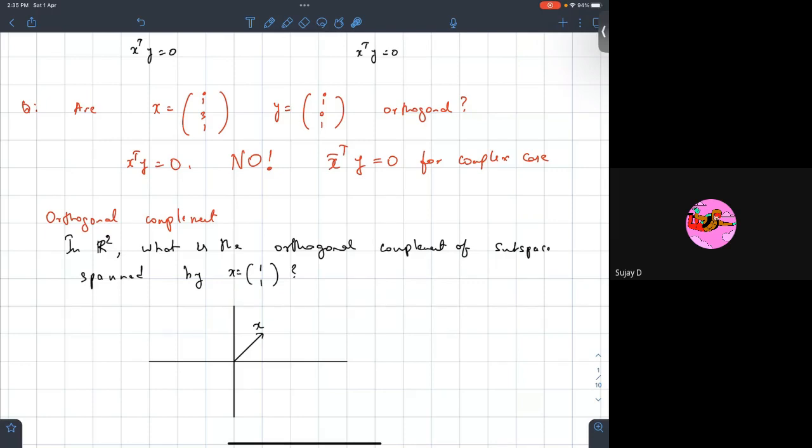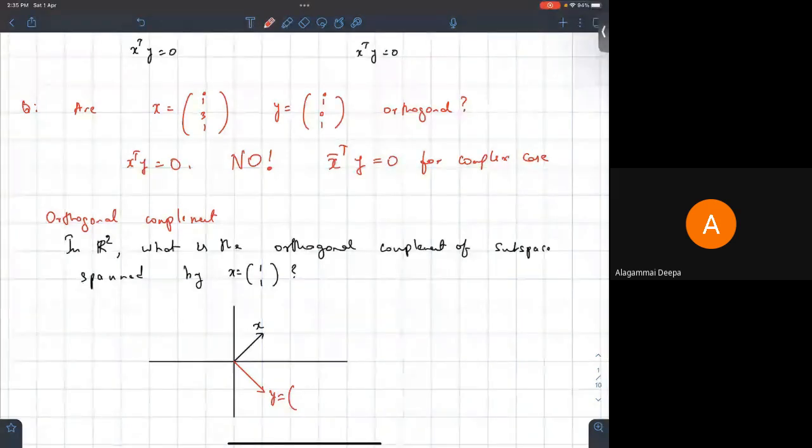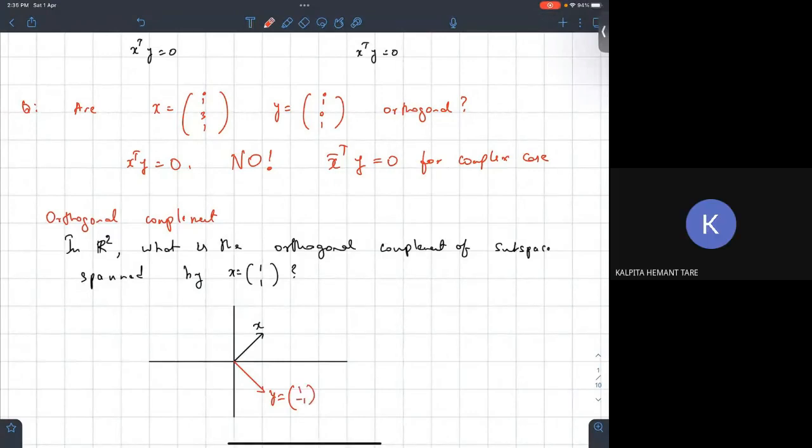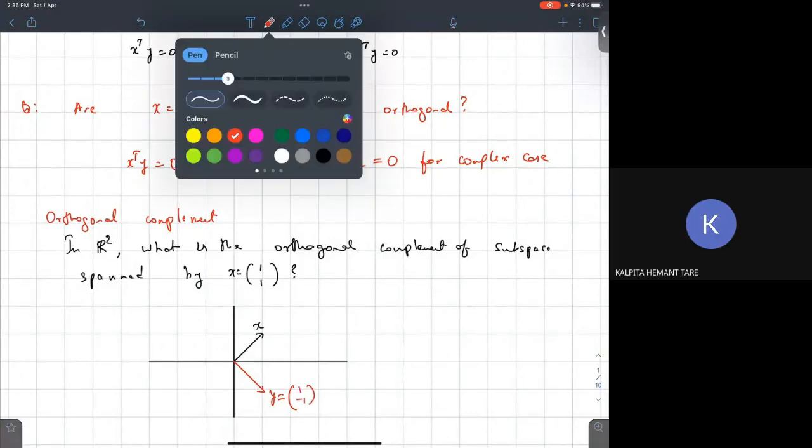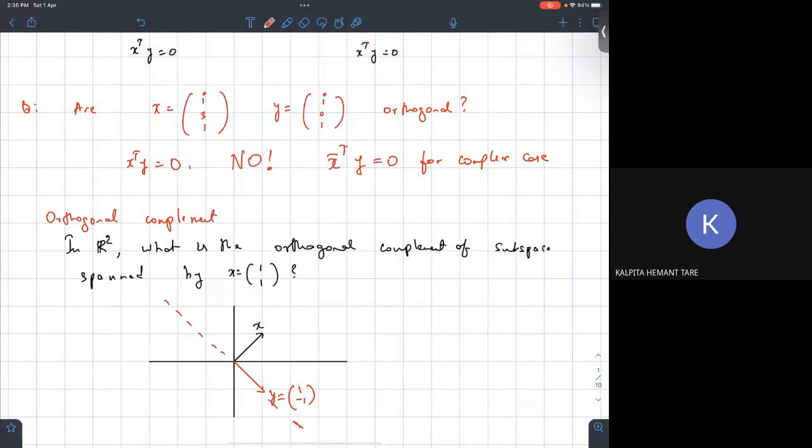It's a line. So if I want to look at its orthogonal complement, where will that be? Someone says y equal to minus x. Yes, like this. So can somebody tell me the coordinates? (1, minus 1). So you can take this line. The orthogonal complement is this line.